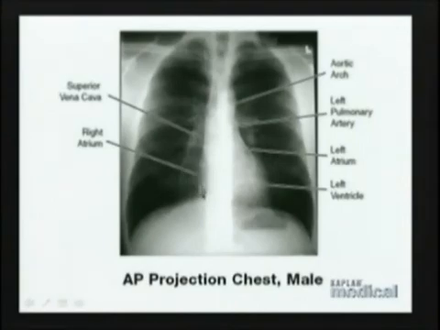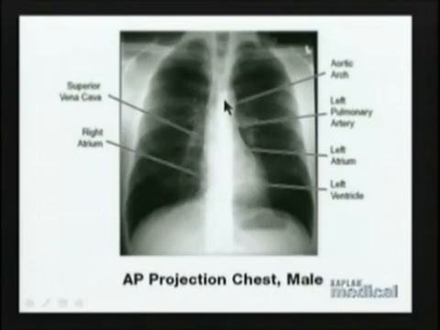And as you can see from the labels, the right border of the heart shadow is being formed by the right atrium. The upper portion of that right border is being formed by the superior vena cava. The left border of the heart shadow is primarily left ventricle, the upper part left atrium. Above that we see the left pulmonary artery, and above that we see the convexity of the aortic arch.